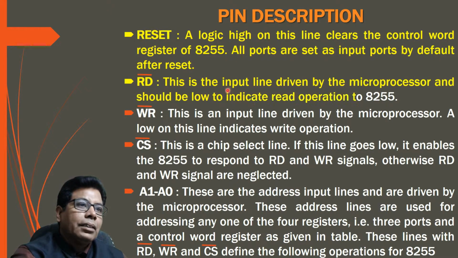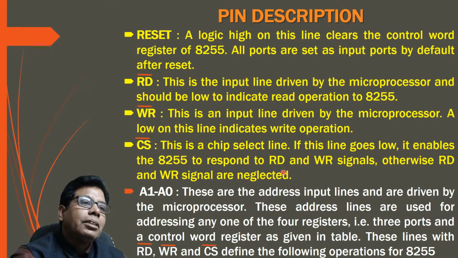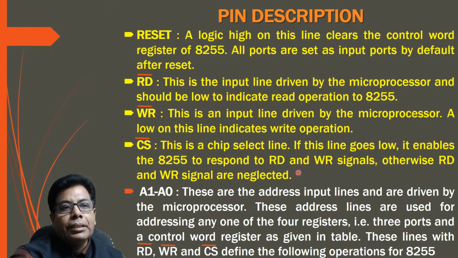Then the read bar signal. This is the input line driven by the microprocessor and should be low to indicate read operation to 8255. Similarly, we have WR bar. This is again the input line driven by the microprocessor. A low on this line indicates the write operation. Then chip select CS bar. This is the chip select line. If the line goes low, it enables 8255 to respond to the read and write signals. Otherwise read and write signals are neglected. So this means the chip has to be selected in order to read or write.